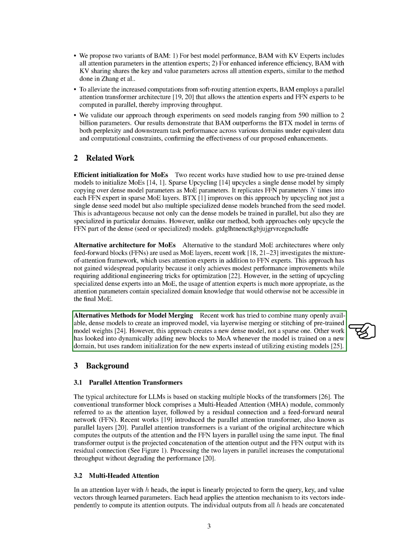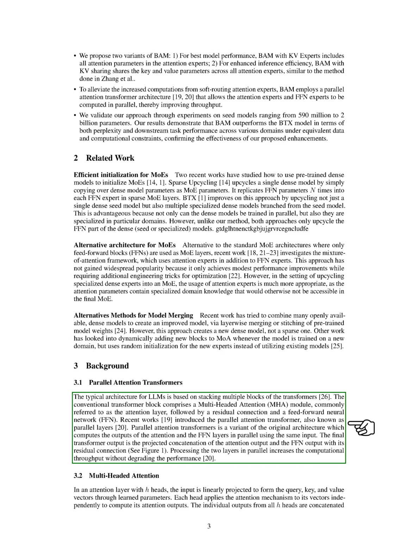Next, we discuss parallel attention transformers. The typical architecture for large language models, LLMs, involves stacking multiple transformer blocks. Each block includes a multi-headed attention (MHA) module, followed by a residual connection and a feed-forward neural network (FFN). Recent innovations have led to the development of parallel attention transformers, which compute the outputs of the attention and FFN layers simultaneously using the same input. The final output combines the results from both layers, enhancing computational efficiency without sacrificing performance.